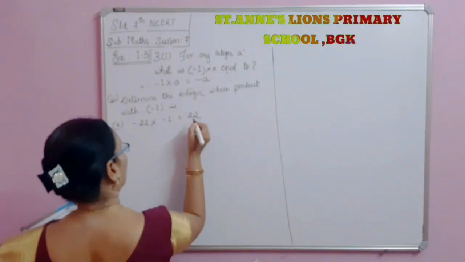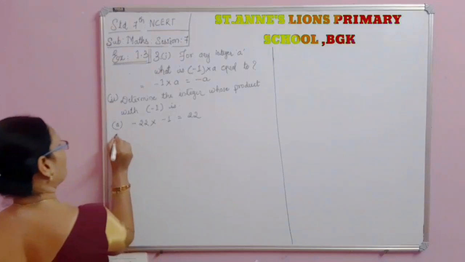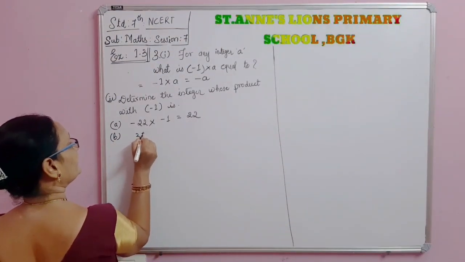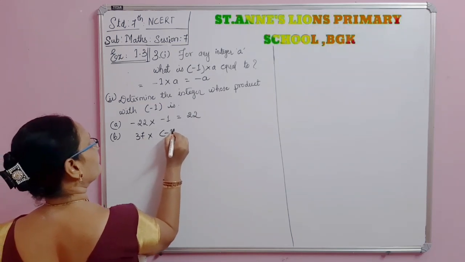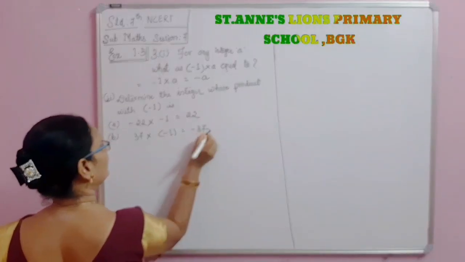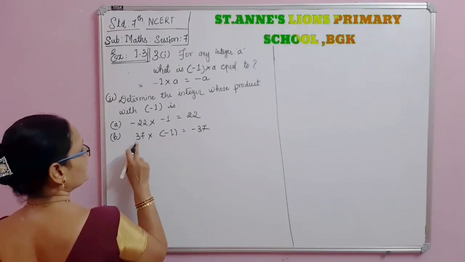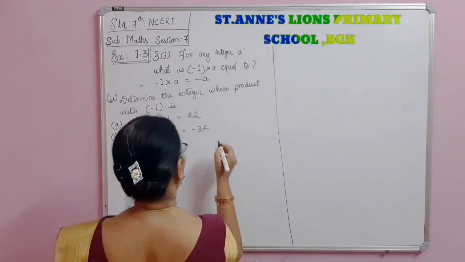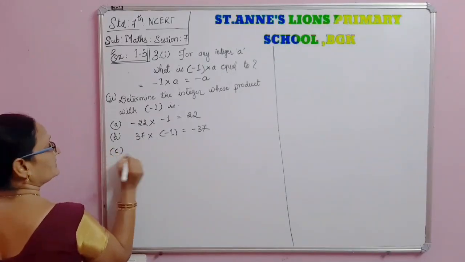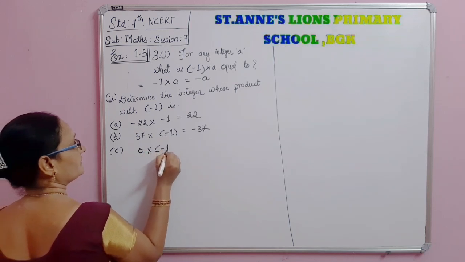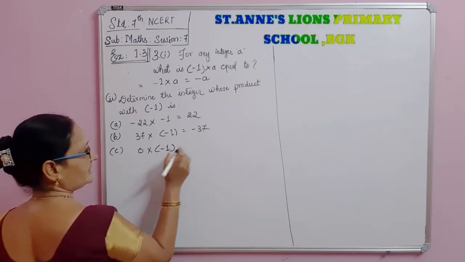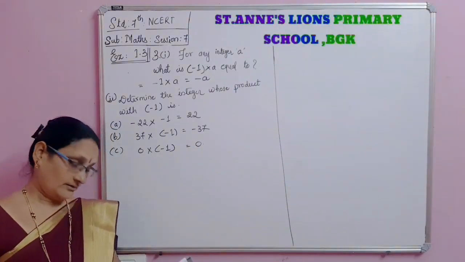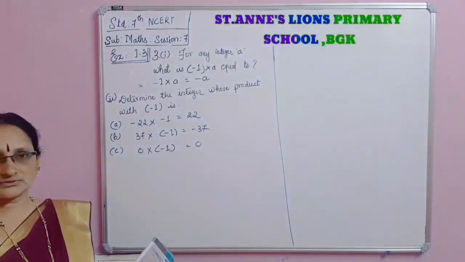Then b, 37 into minus 1 is equal to minus 37, plus into minus, minus 37 ones are 37. Then the next comes 0 into minus 1. 0 multiplied by any number is 0 only. So this you can try with some other numbers also for your practice.